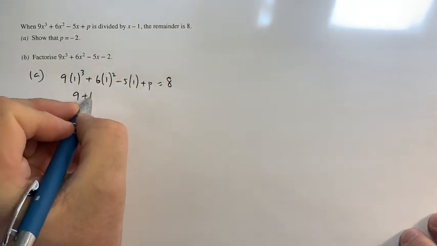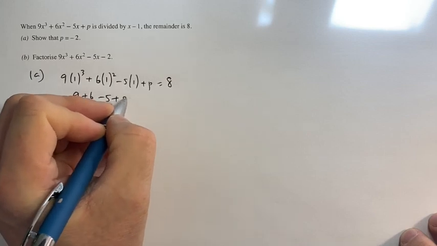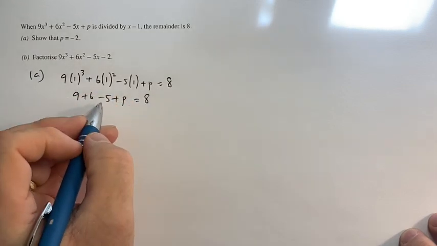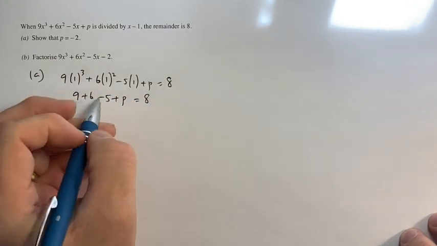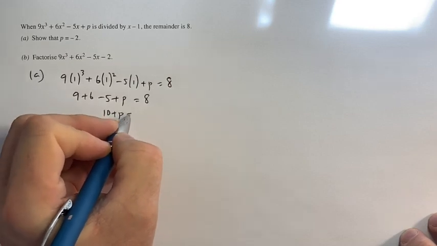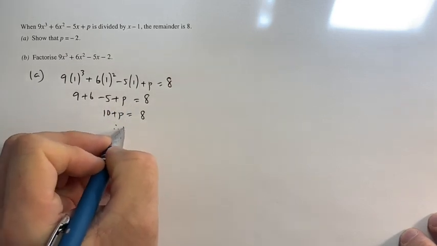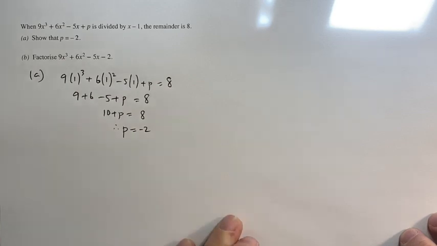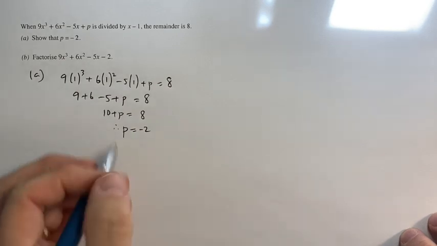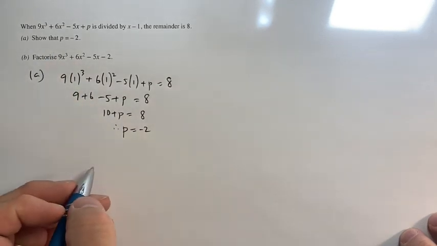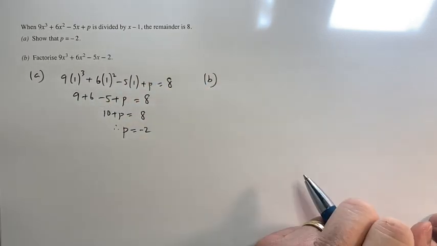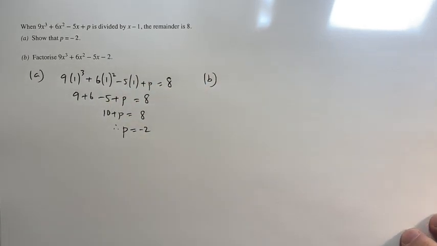So I get 9 plus 6 take 5 plus p should equal 8. Well, that will give me 10, when added to p, it should be 8. Therefore, p works out to be minus 2, as asked to show.